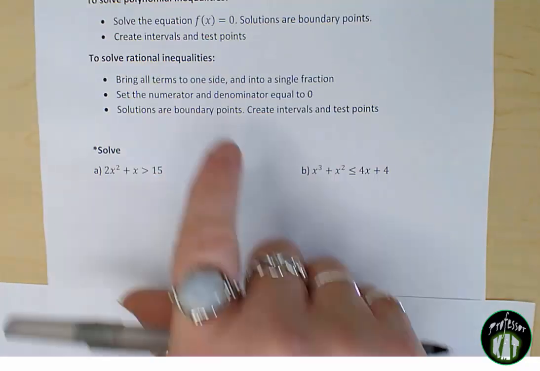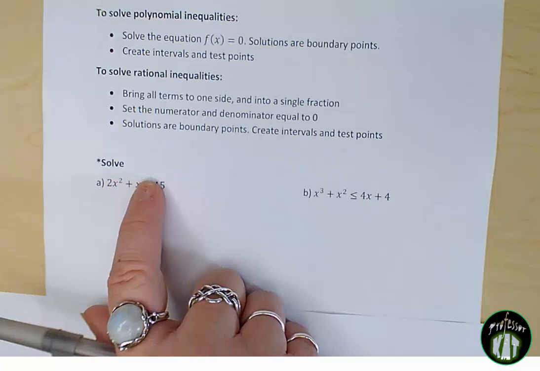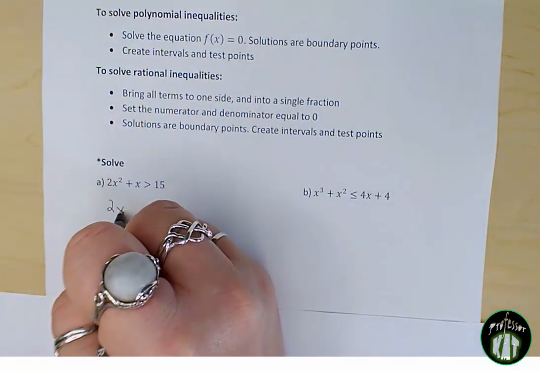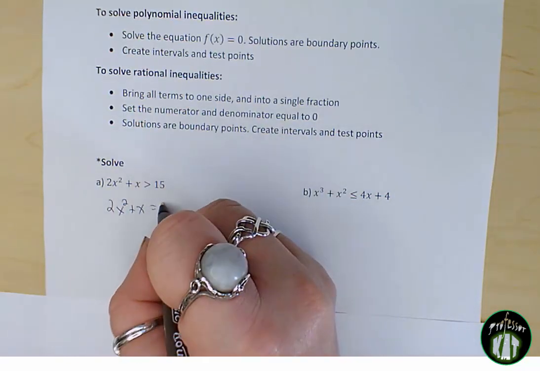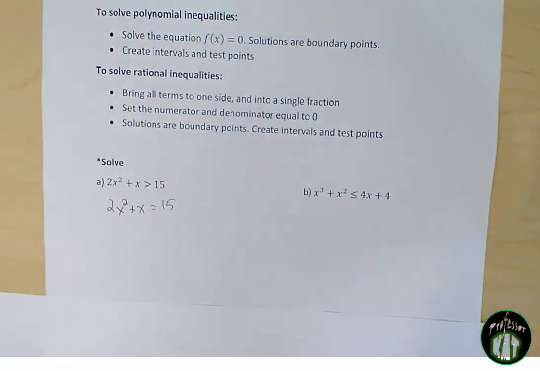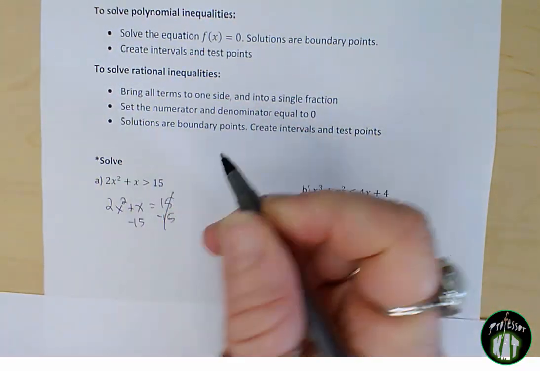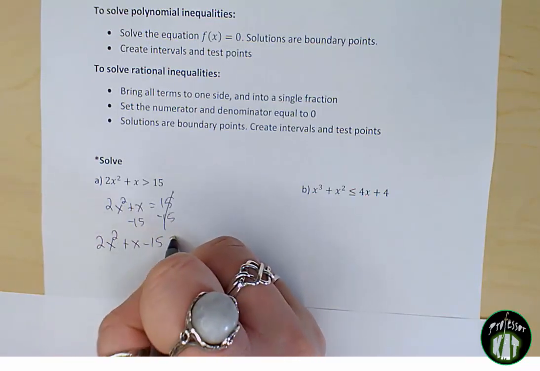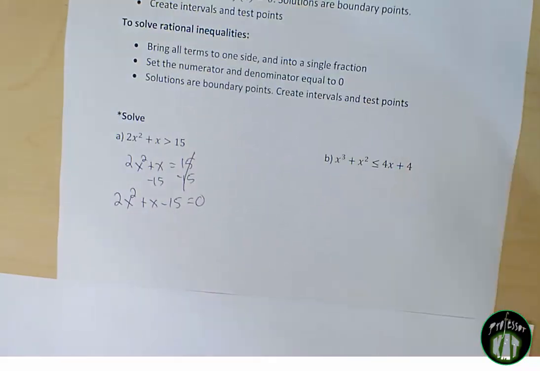Taking a look at this inequality, we want to turn it into an equation. So we're going to take our inequality symbol and make it an equal sign, and we want it set equal to 0. We want to move everything over to one side of the equation so that all terms on one side are equal to 0, so that we can then solve this equation.